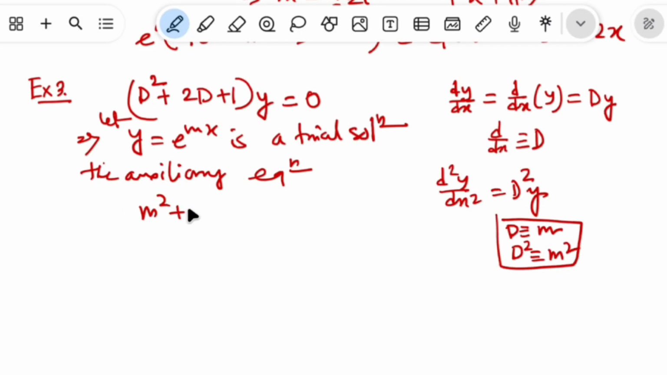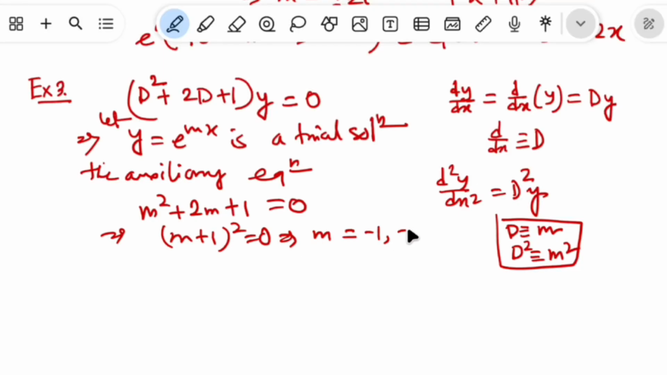So m^2 + 2m + 1 = 0. So that gives (m + 1)^2 = 0, which is nothing but m = -1, -1. Now see, we have same and real roots. So therefore our CF is (c1 + c2 x) e^(-x).